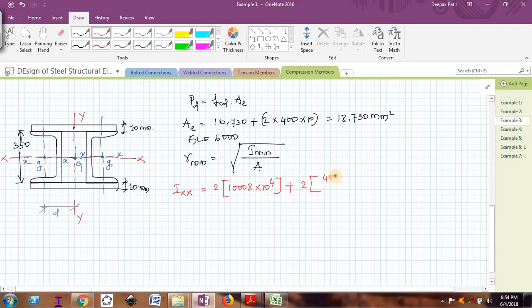So it is 400 into 10 cube by 12 plus the area of plate, that is 400 multiplied by 10, multiplied by D squared. D is actually the distance from here up to here, right? So this is 350 and this total will be 350 plus 20, that is 370.